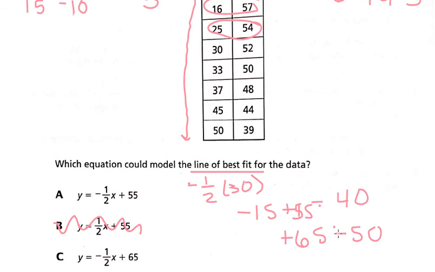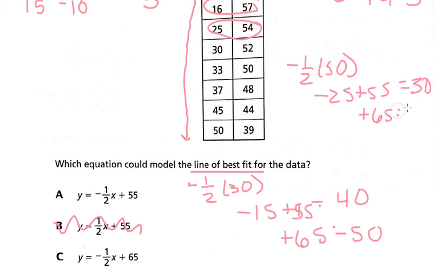So that's closer to adding 65 here. Let's look at another one. So let's try the 50. Let's do negative 1/2 times 50. So that's going to be negative 25. Let's add 55. And when we do negative 25 plus 55, we get 30. And if we were to add 65, we'd be at 40. So when we're looking at our table, we're supposed to be closer to 40. So adding 65 seems to be the trend that's getting us closer to our answer.